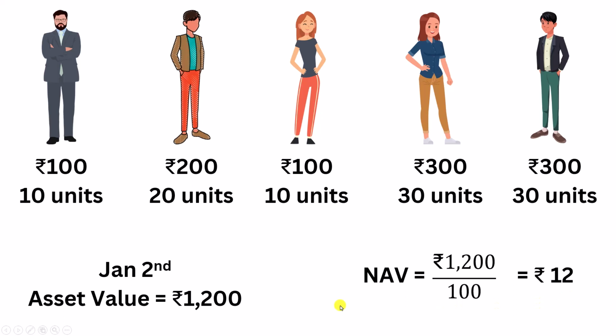Okay. Now let us say that on January 3rd, the asset value becomes 900 rupees. Then this would be 900 divided by 100. So net asset value would be 9 rupees. And if we calculate the value of investment, then 100 rupees becomes 90 rupees. Okay. So this is how net asset value is calculated, and it is calculated every single day at the end of the day. Okay. More about it in the later video. Alright. So I hope the concept of net asset value is clear.